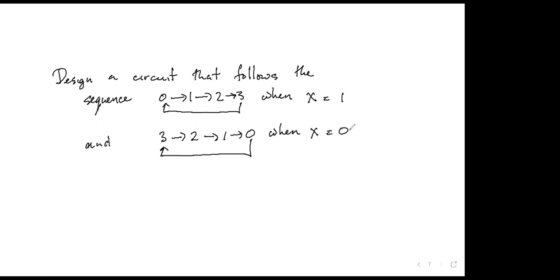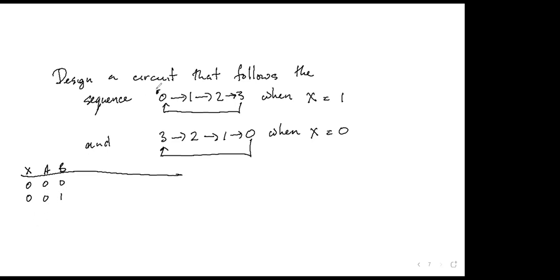All right, so we want to design a circuit, but it has a control now. So when X equals 0, it counts down, and when X equals 1, it counts up. So once again, we're going to make up our table, but this time our table is going to have X, A, and B. And we're going to list all the numbers going down to 8.